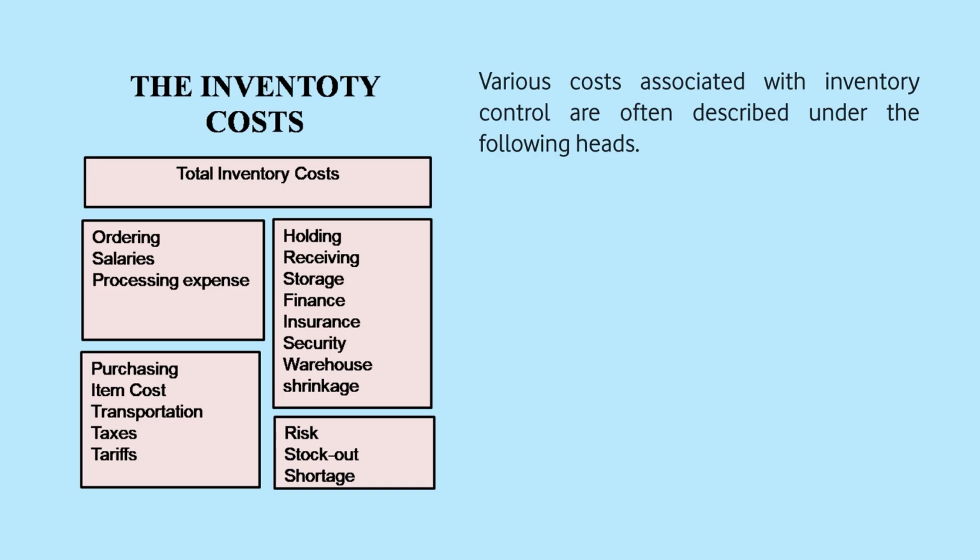Next comes the storage cost. What is the storage cost? The holding cost, receiving cost, storage cost, finance cost, insurance cost, security cost, warehouse cost, shrinkage cost, and last comes the risk cost: stock out cost and shortage cost. These are all the costs that make up the total inventory cost. Now, turn by turn, we have to explain them.